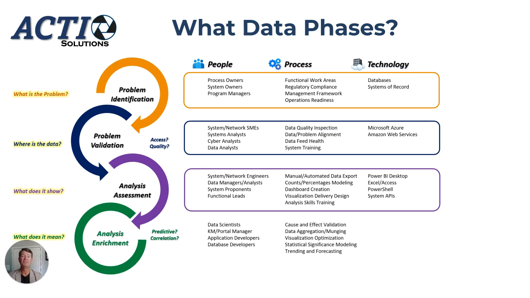So some of the processes I use is a cause and effect validation. We just talked about that a little bit. Data aggregation, munging, talked about that as well. Visualization optimizations. How are you going to build your visuals to really show some of the features of predictive and relationship building? Statistical significance modeling.